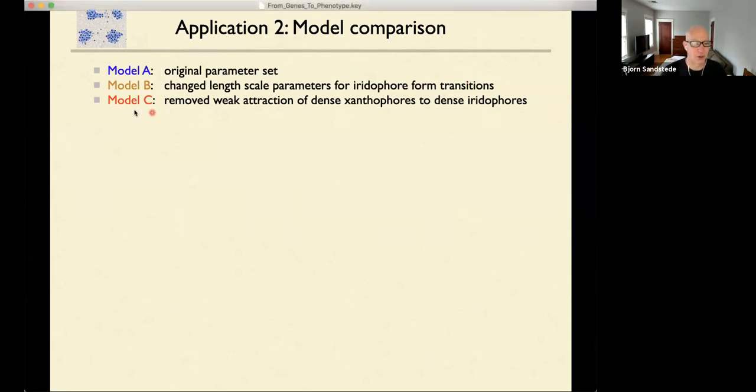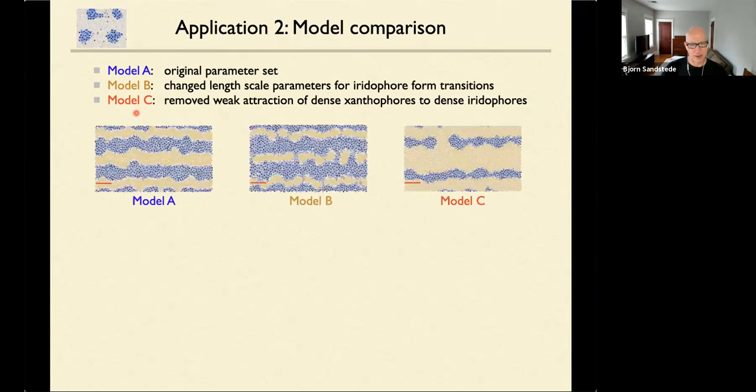And in model C, we really thought about removing one function that these cells have. So dense xanthophores and dense iridophores attract each other weakly, and we remove that feature from the model. You can think about this as being impacted by a certain gene. If you knock out this gene, that would have that effect. And so the question then is, does this TDA analysis allow us to distinguish these different models? Can we determine whether the model output running through that TDA analysis tells us which pattern or which image belongs to which model?